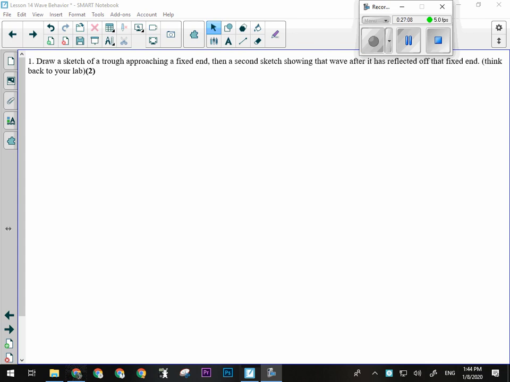Okay, let's have a look at a few of these here, guys, before we run out of time. So everybody looking up here, please. Question number 1 is asking, draw a sketch of a trough approaching a fixed end. So in other words, I've got a slinky on the floor, but it's attached to the wall. When I make the wave, it's going to hit the wall, and it's going to what? It's going to come back. Is the wall more dense or less dense than the slinky? More dense.